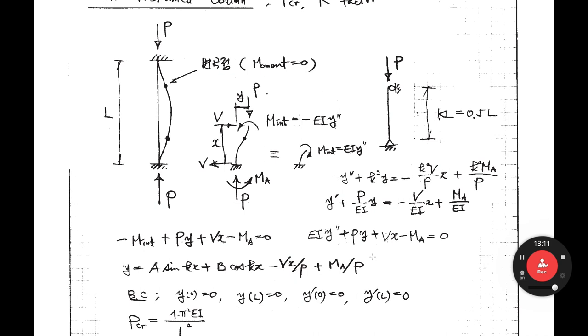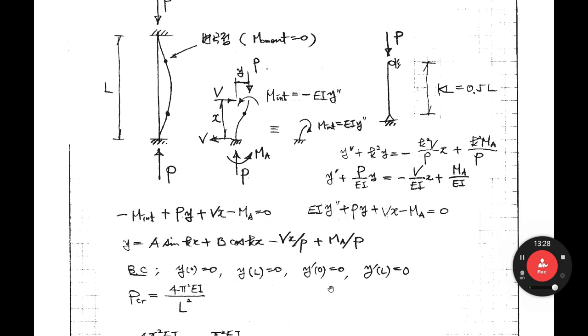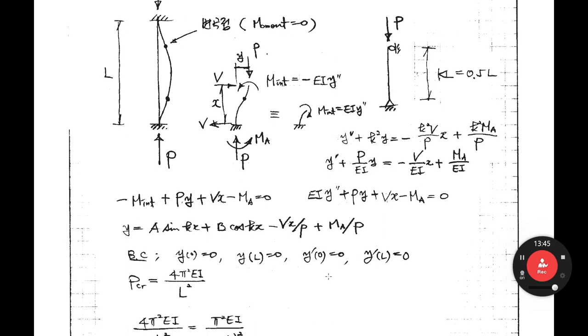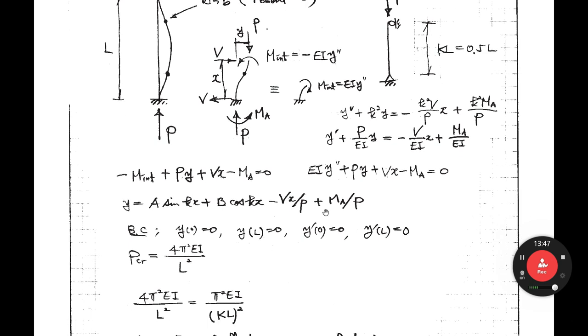You have four unknowns, right? A, B, V, and M_A. So you need four boundary conditions. As you see here, the displacement at the bottom equals zero, at the top equals zero, the slope at the bottom equals zero, slope at the top equals zero, because it's a fixed end. Okay, you have four different boundary conditions. Then if you solve this problem, you can get P_cr equals 4 pi squared EI over L squared.